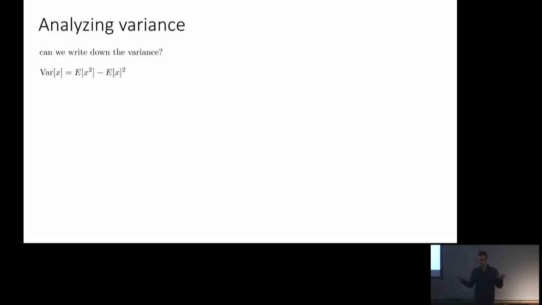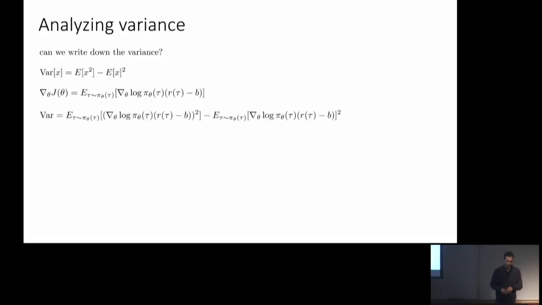First, just to write out a definition so we're all on the same page, variance is defined like this. It's the expectation of the square minus the square of the expectation. So if we want to compute the variance of our gradient, take this formula, apply it to this thing that we're trying to estimate, and the variance of our gradient is given by this. So it's the expectation under the trajectory distribution of the square of this whole thing minus the square of the expectation of this whole thing.